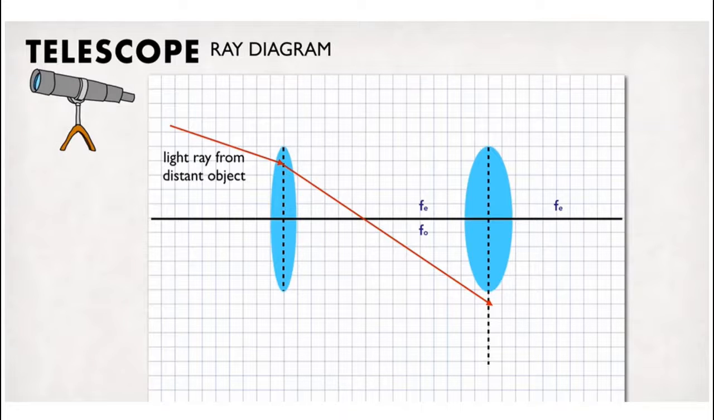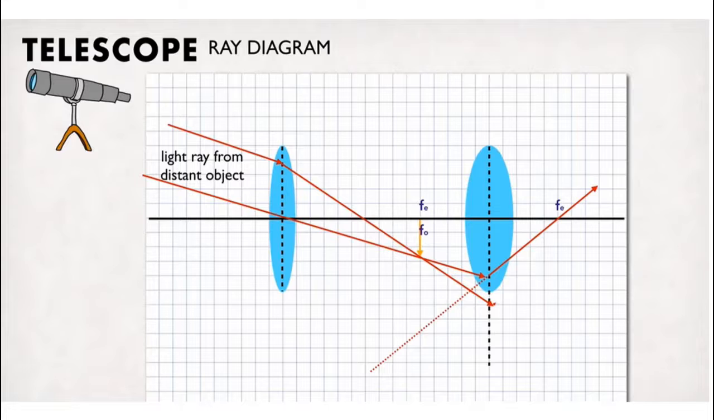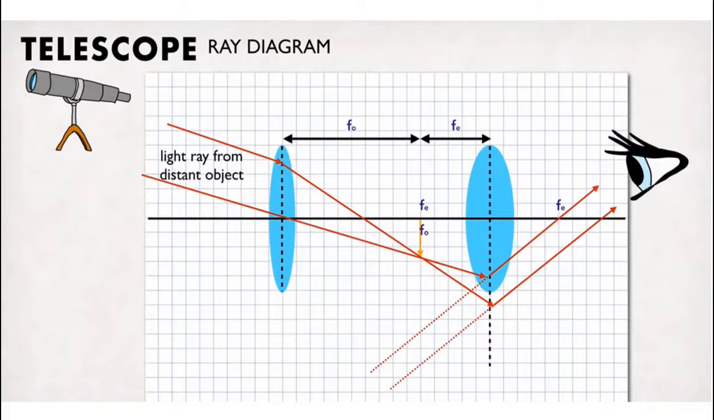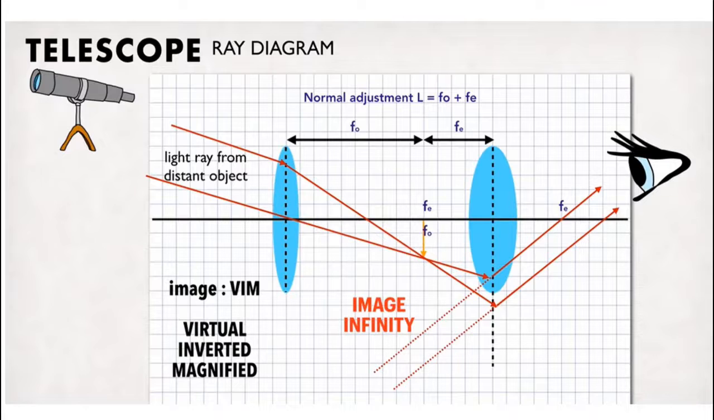We assume that the object comes from very far. So, two rays are coming from a distant object. After entering the objective lens, they will focus at the focal plane to form the first image. This image has the characteristics of real, inverted, and diminished. The first image formed will become the object for the second lens, the eyepiece lens. The eyepiece lens will form the final image, which is virtual, inverted, and magnified, or we say VIM.